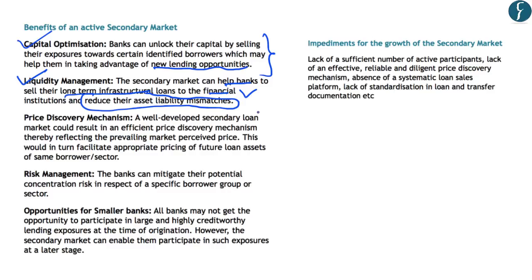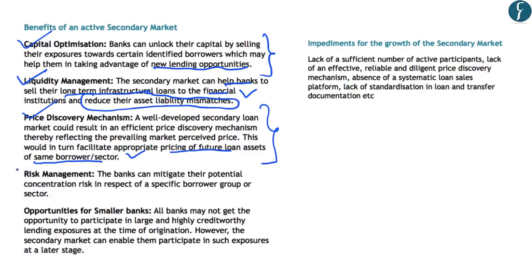Now, the third major benefit of an active secondary market is the price discovery mechanism. What happens is that if some of the loans of the banks are transferred or sold in the secondary market, their actual price will be known to these banks. And this would facilitate appropriate pricing of future loan assets for the same borrowers or same sectors. So this will help the banks in analyzing and deciding the areas in which they will lend, so that the overall risk could be minimized.